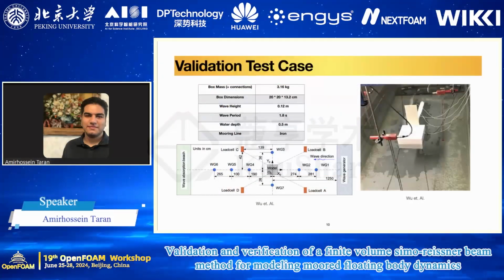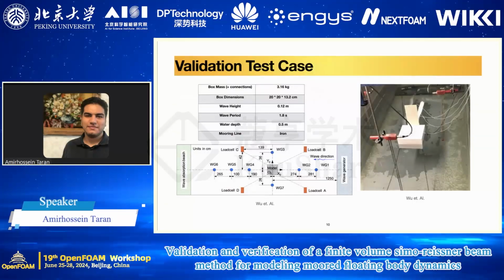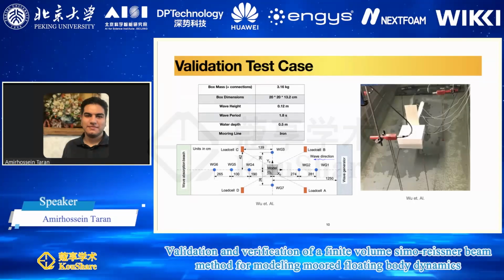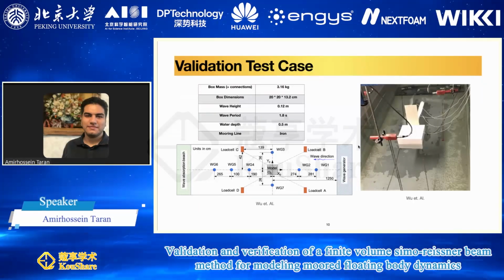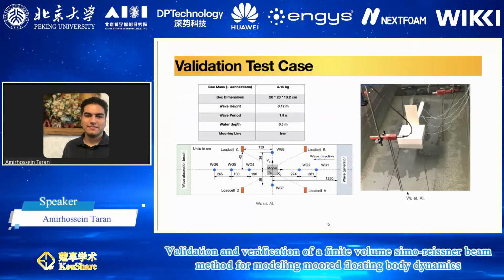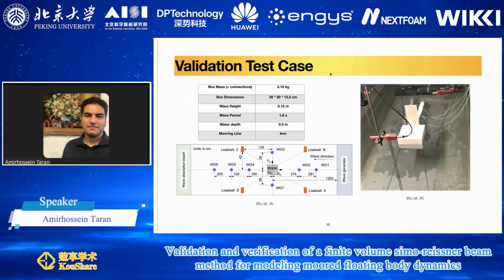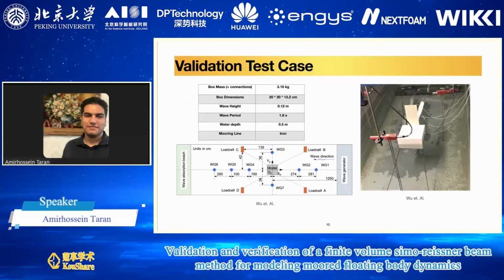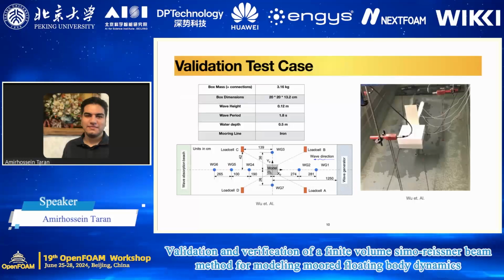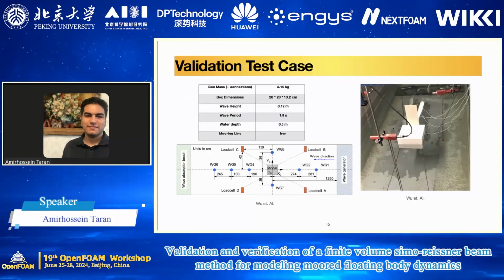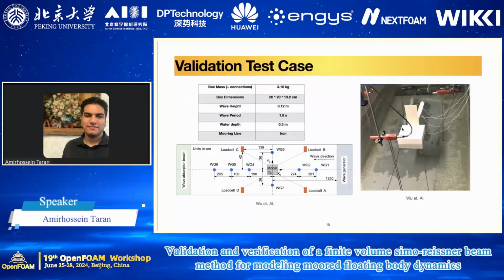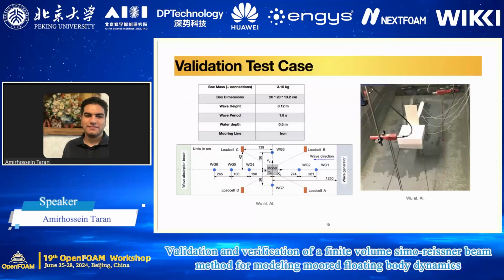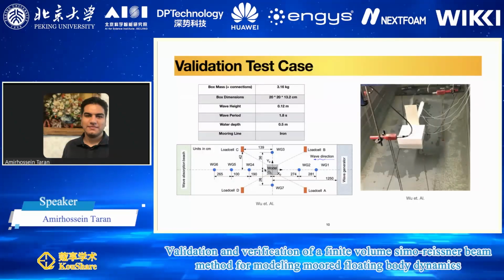So in order to be a little bit faster, because I think I have limited time, in order to validate our approach, we use the experimental test case conducted by Wu et al. at Ghent University. It's very famous: when you perform a literature review for mooring any moored floating object, you will definitely encounter this case. As you see, there's a box floating in a wave basin. This is also the top view of the experimental setup.